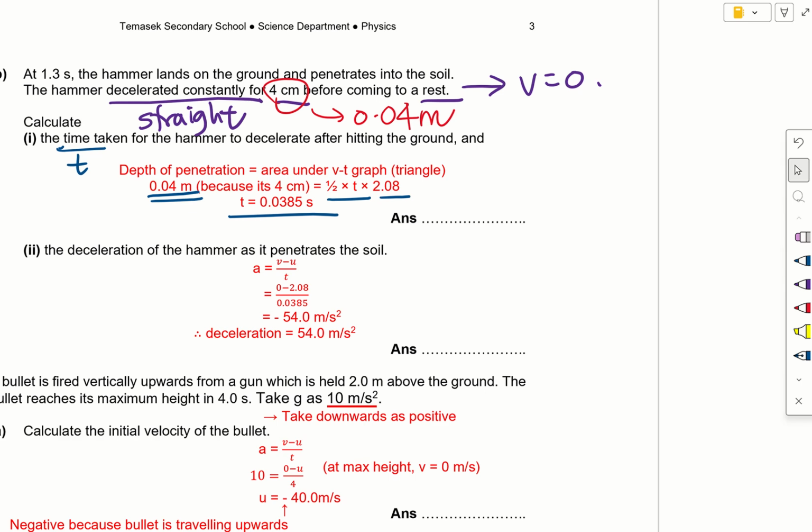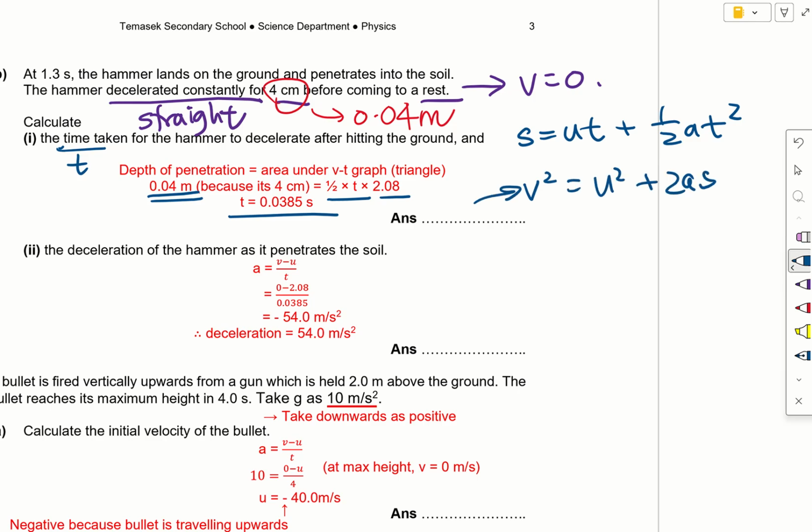introduced two kinematics formulas: s equals ut plus half at square, and v square equals u square plus 2as. I can only use this because I know the final velocity is 0. I know the initial velocity is 2.08. Do I know the acceleration? I don't know that either. Do I know the distance traveled? I know, which is 0.04.